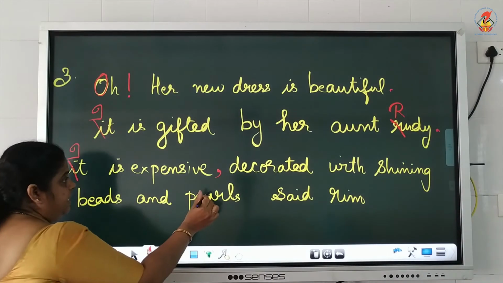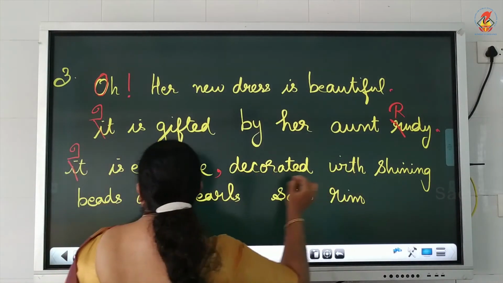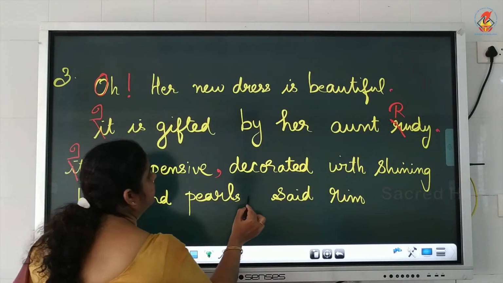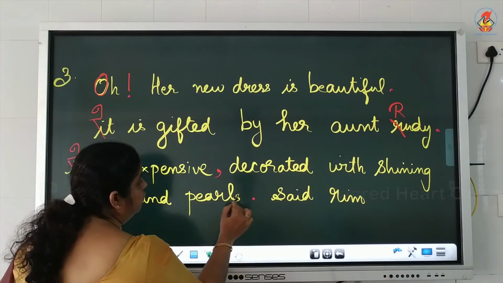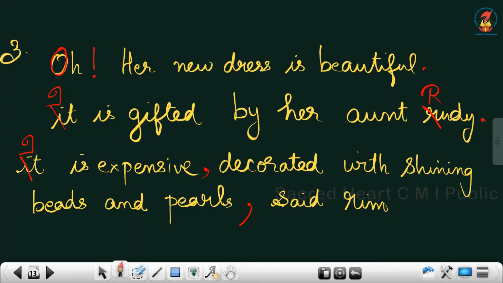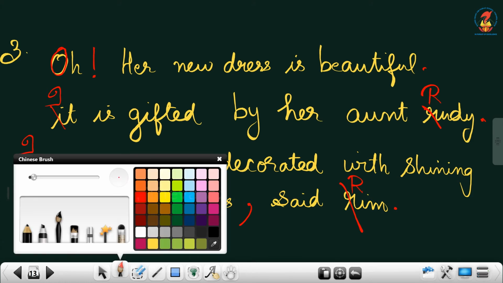It's expensive, decorated with shining beads and pearls. Full stop. Sorry, not full stop. Said Rim. So, here it should be again comma. That's over. It's expensive, decorated with shining beads and pearls. Said Rim. Rim is the name of a person. So, again capital R and the dot should be there. Full stop. Got it?